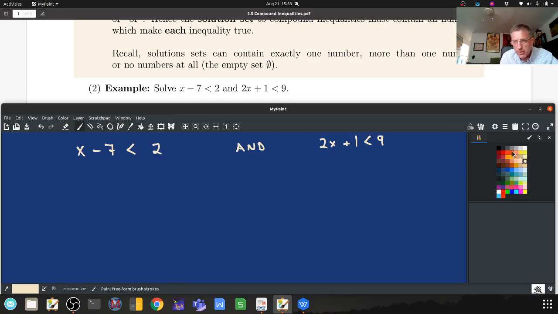So here is the deal. When you see the word "and", that's going to translate into intersection, the upside down U, but think intersection. So I'm going to solve this inequality first. All I have to do is move the minus 7 to the other side, and I get x is less than 7 plus 2, so x is less than 9. Over here I'm going to start out by moving the plus 1 to the other side. It becomes minus 1. So that gives me 2x is less than 8. Now 2 is positive, so when I divide through by 2, I don't have to flip the sign. So that tells me x is less than 4.